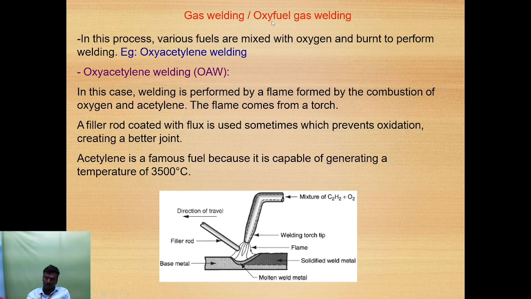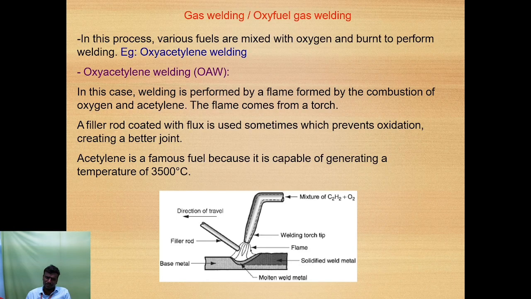In gas welding or oxy-fuel gas welding, various fuels are mixed with oxygen to perform welding. Example, oxyacetylene welding. In this welding, the flame is formed by the combustion of oxygen and acetylene. The flame comes from a torch, and a filler rod coated with flux is sometimes used, which prevents oxidation, creating a better joint.